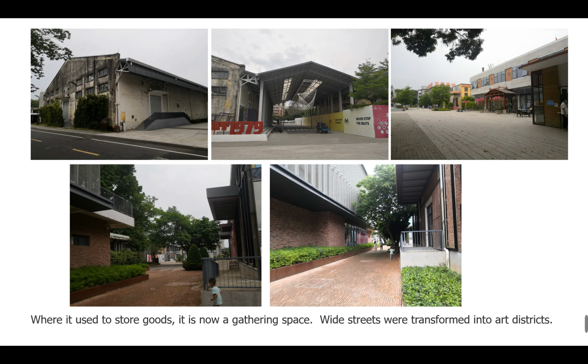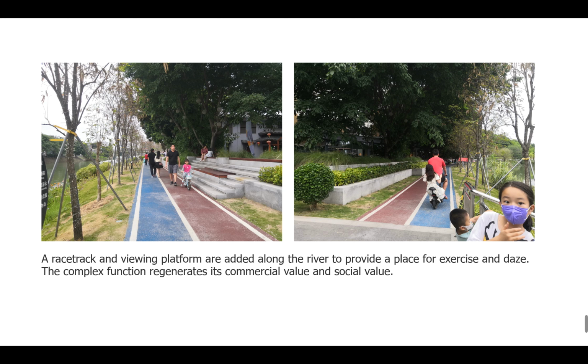The riverside street has been transformed into an art block, and a wooden track and a viewing platform have been added to the river to provide a place for exercise and leisure. The complex function may regenerate commercial and social value.